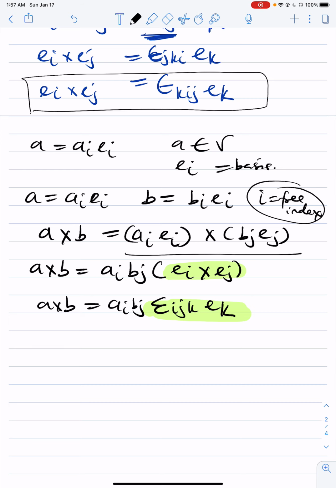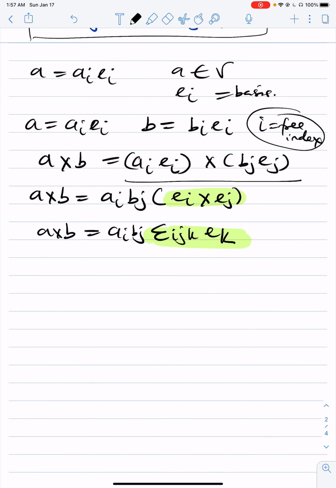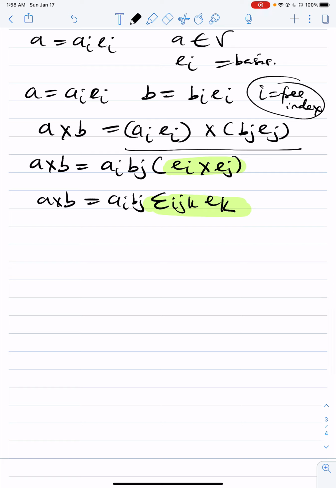I hope this is clear enough, right? So the cross product of two vectors is equal to A_i B_j ε_ijk e_k. In your own time, as a form of practice, you can substitute i, j, and k equals 1, 2, 3, and just see what happens. But this is the cross product of two vectors represented by A_i B_j ε_ijk e_k.